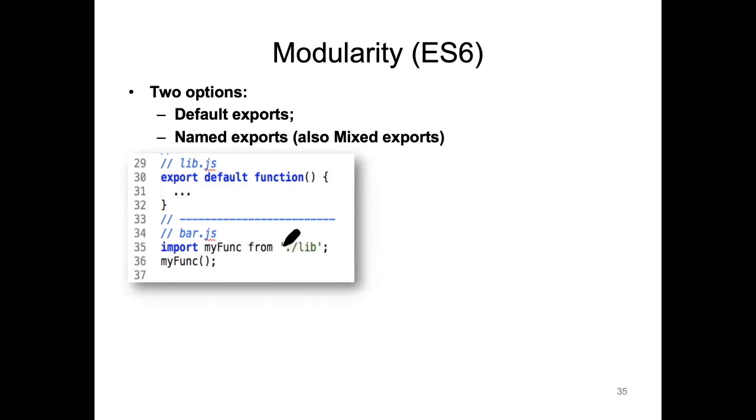How do I import it? This is how I import it. I need to specify the relative path name of the file that contains the thing that you're trying to access. They happen to be in the same folder, but they don't have to be in general. And the name that you assign to what you are importing, this function doesn't have any name, but even if it did have a name, when you import it here, you can give it a different name. You don't have to give it the name that it was given in the source file, if you like. So that's the syntax for default exports.